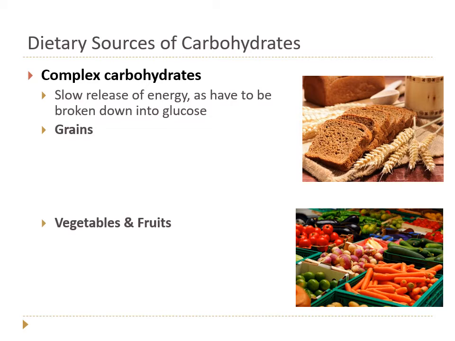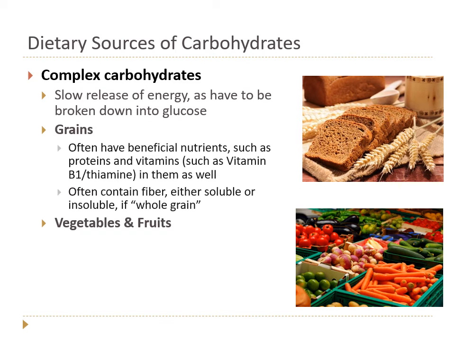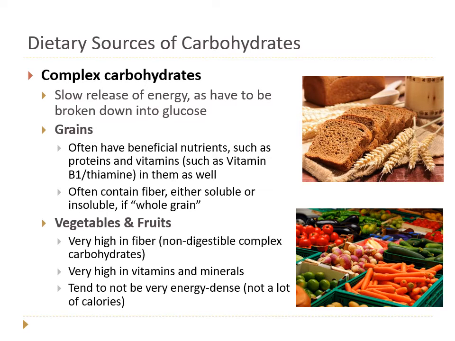And we have two main categories of foods that give us our complex carbohydrates. The first is grains. Specifically, things like whole grain often not only have this great energy source for us, but also contain fiber, which we're going to talk about in a minute. Grains also often contain beneficial nutrients such as proteins, which we'll talk about later, as well as vitamins. Vitamin B1, which is thiamine, is usually found in a lot of whole grain foods, and that's an important nutrient for us.